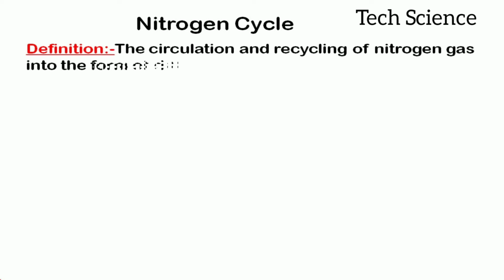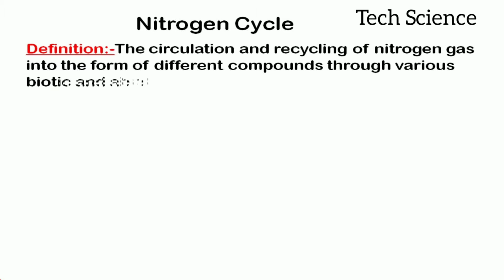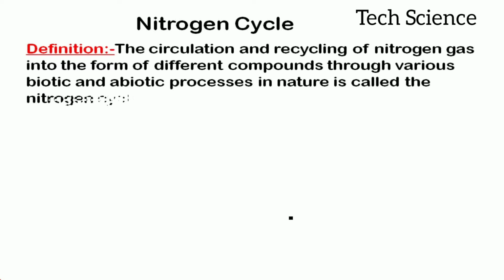On the basis of that, it's time to state the definition of the nitrogen cycle. So here is the definition: the circulation and recycling of nitrogen gas in the form of different compounds. Now the question is, why do they use the words different compounds?